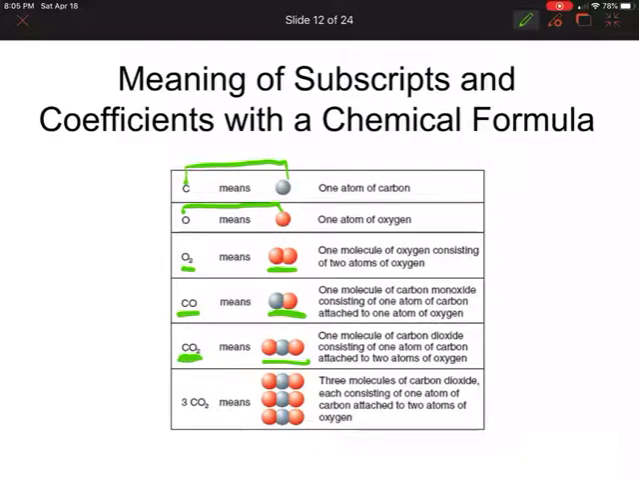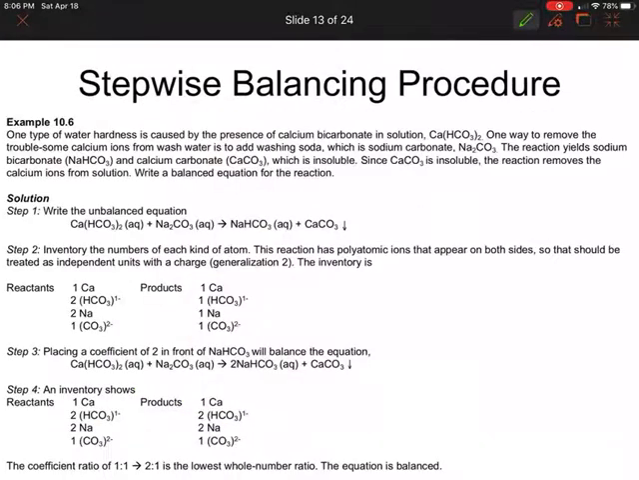Whenever you change that little 2 right there, this was just 1 and then you put this 2 down here, that completely changed what this whole molecule was. It is no longer carbon monoxide, it's carbon dioxide, which is a completely different thing. But if you put this 3 in front of the whole carbon dioxide molecule, then that just says that there are 3 of those. That 3 just tells you how many molecules there are. So let's give an example here.